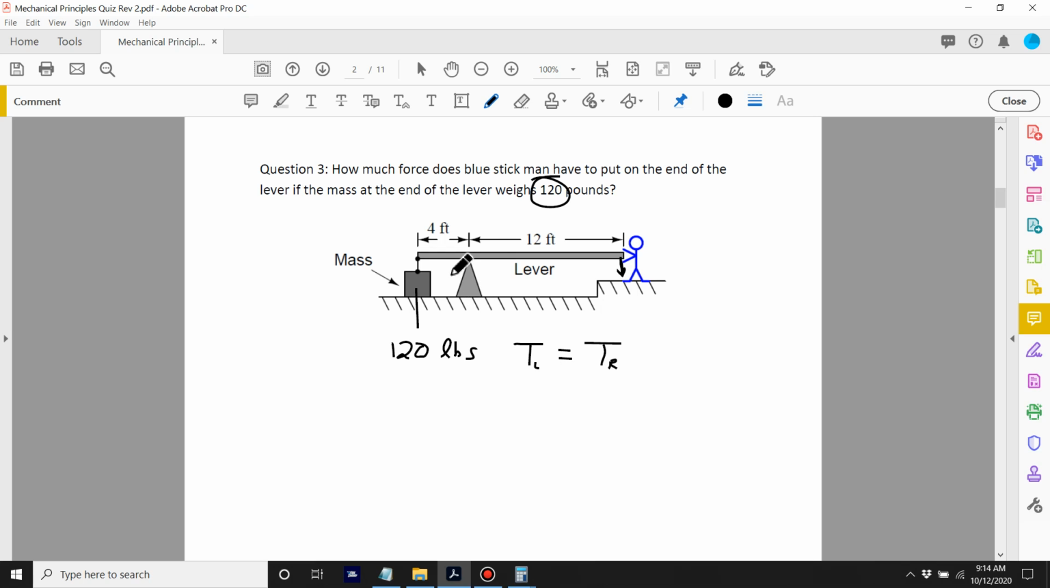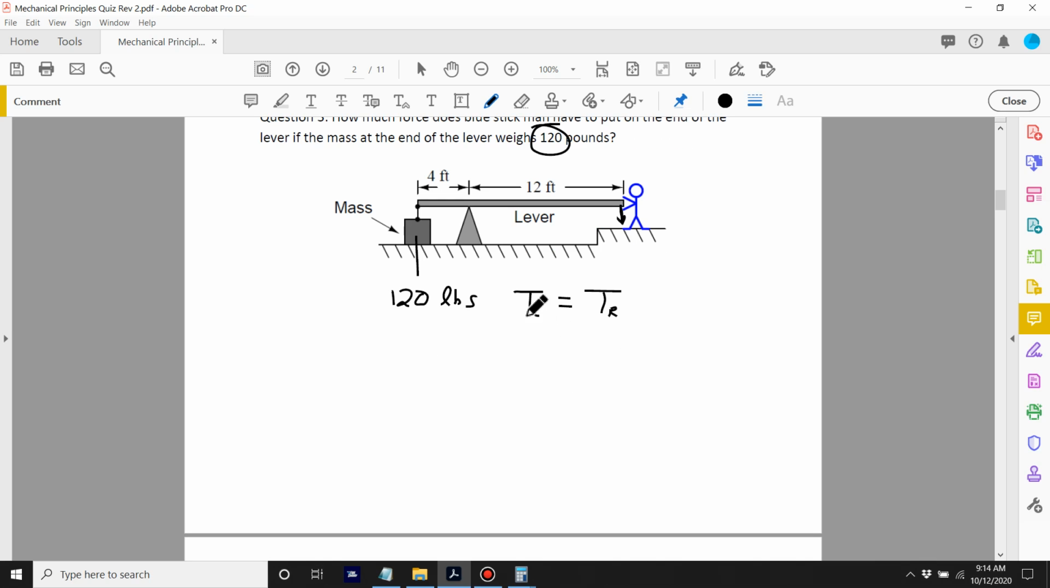But look, obviously we have a long lever arm here, so it's going to be less than 120. I can tell by looking at this that it's just the ratio between these two multiplied by 120. But let's do it this way. The torque on the left is equal to the force on the left multiplied by the distance on the left, is equal to the force on the right, with a little r, multiplied by the distance on the right.